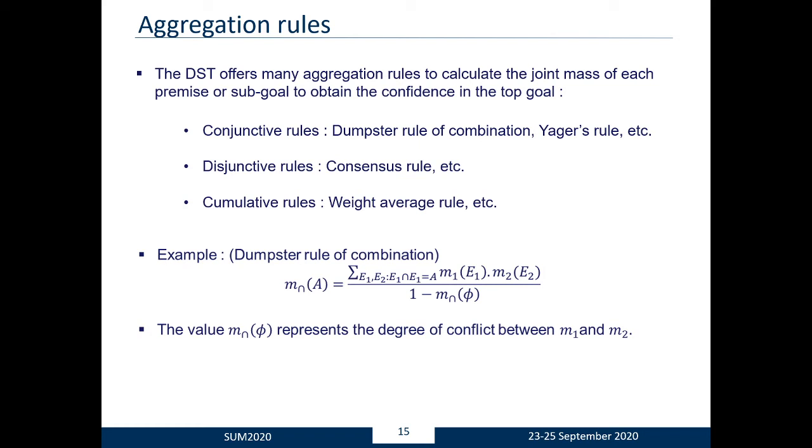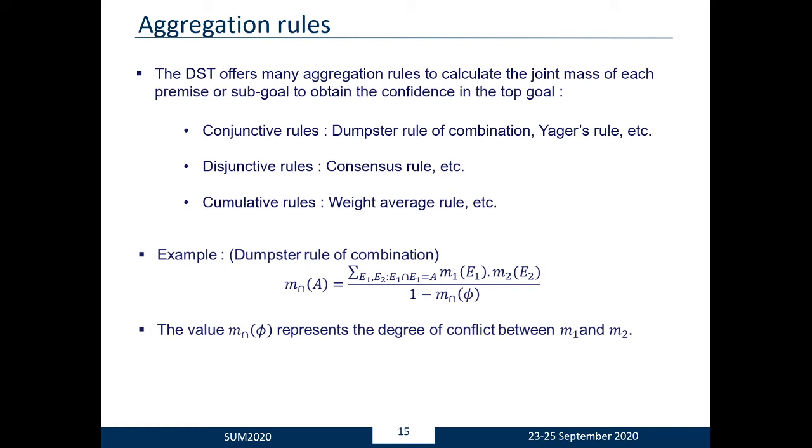When the degree of conflict is near to 1, the formula becomes unstable because we divide by a number close to 0. To address this issue, we have Jaeger's rule that we can use if we have an important conflict between premises.